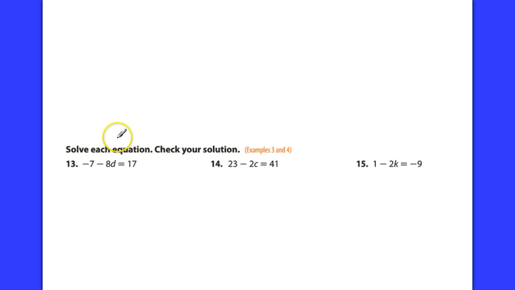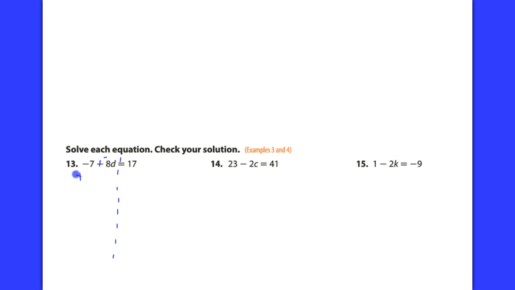-7 minus 8d equals 17. So before we do anything here, we've got to change that to plus negative, to remember that that 8d is negative. Because I often have students add 7 to this and then take the negative sign away because it's subtracting the 8d. All right, put the line down the middle.